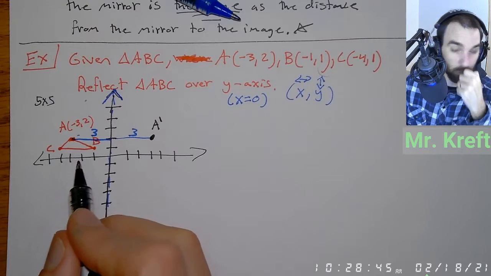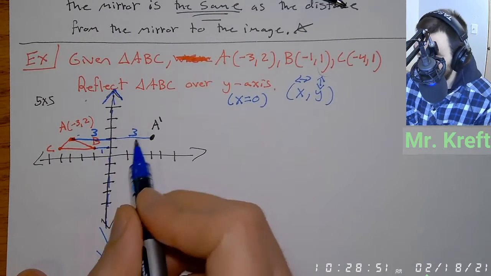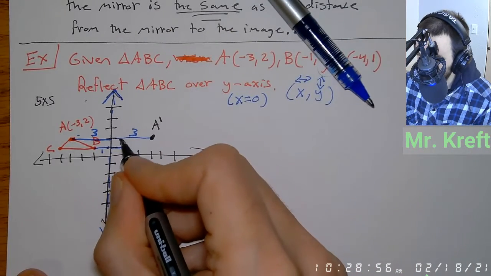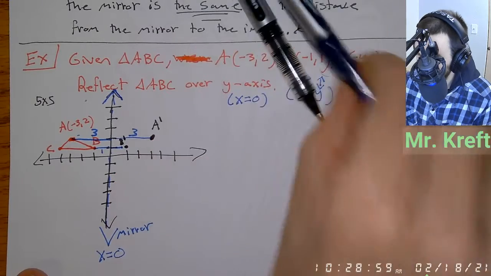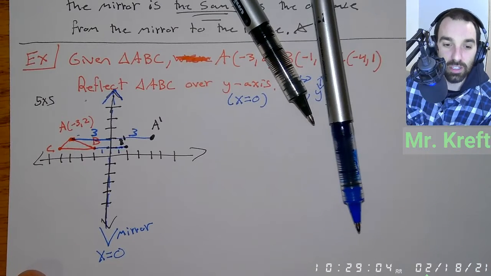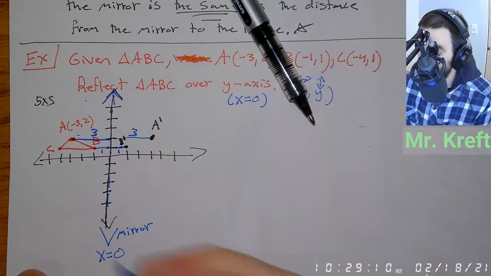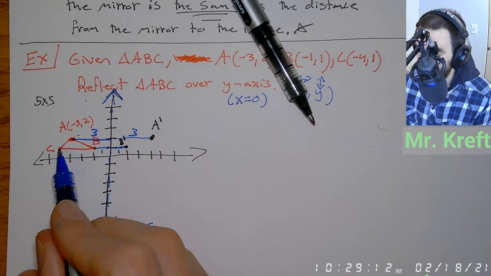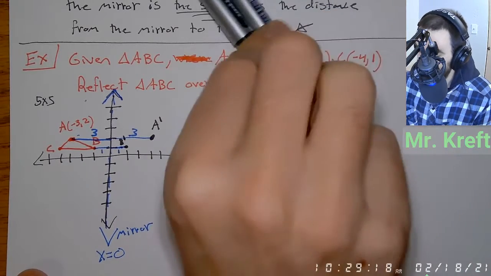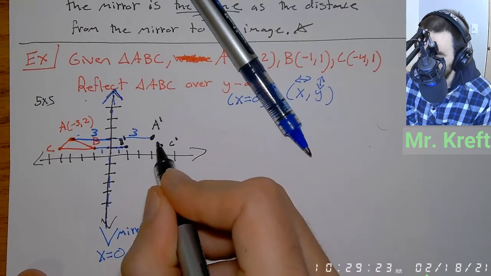Now I'm going to do this with my other 2 points. So for B, B is 1 away. So on the other side, I'm going to go 1 away. And then right here is going to be my B prime. Kind of run out of room there, right? I should have zoomed in. Okay. So again, the distance to the mirror is the same as the distance away from the mirror. And then I do the last one, C. How far away is that? 1, 2, 3, 4. And then it stays at the same height. So I have C prime. So then I go like this.